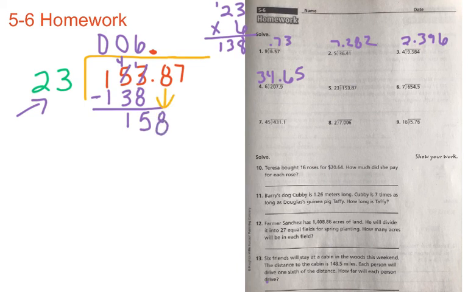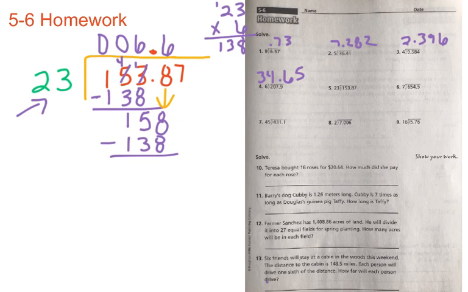Now we're looking at how many times 23 can go into 158. Well, we know that 23 can go into 138 six times. If it were to go in 7 times, it would be too big because there's only 20 between 138 and 158, and our divisor is 23. So it's going to be 6 again. We can put down a 6 and then subtract 138 again.